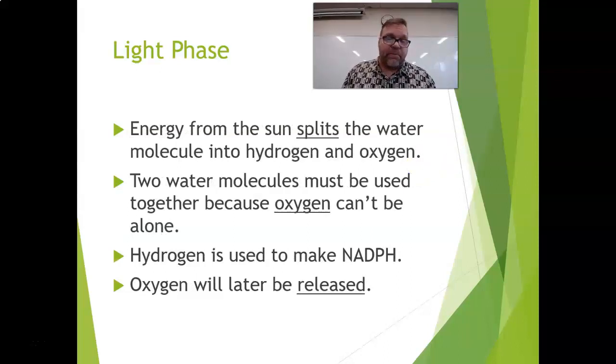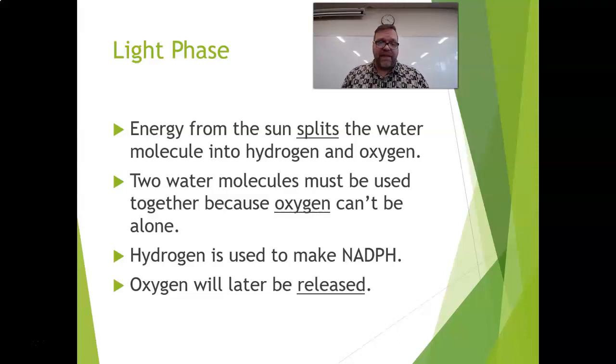All right, so here's what happens. Energy from the sun splits the water molecule into hydrogen and oxygen. 2 water molecules must be used together because oxygen can never be alone. As soon as oxygen splits, it always hooks up with another oxygen, which is why we write it O2. We never have just plain oxygen. Oxygen is diatomic. It always hooks up one oxygen with another oxygen. It's never one oxygen floating around. It will not exist that way. Instead, it will always hook up with a second one so that you have O2. So you always have to use 2 water molecules to get 2 oxygen at the same time.